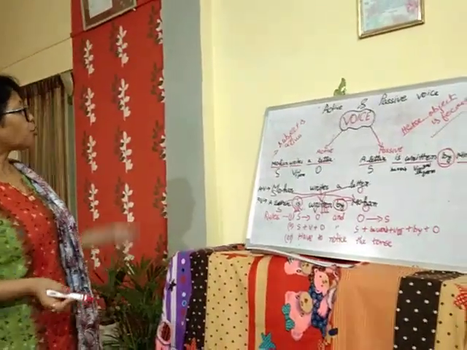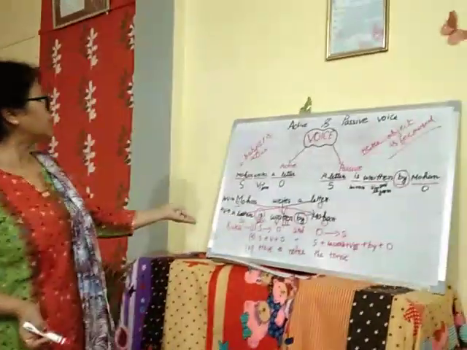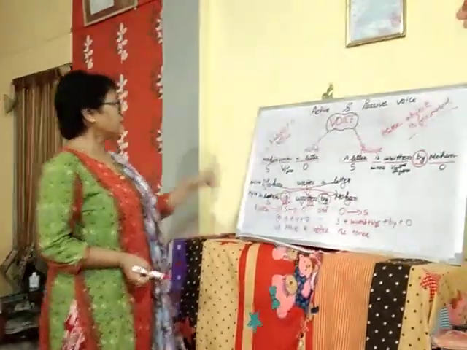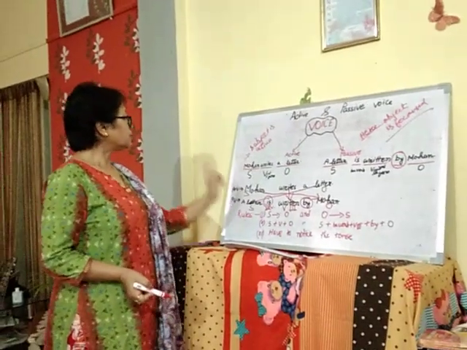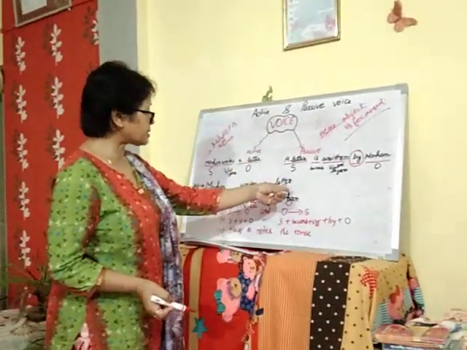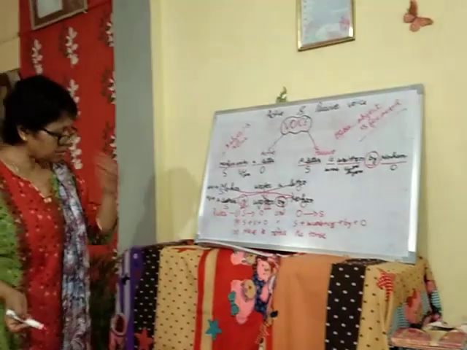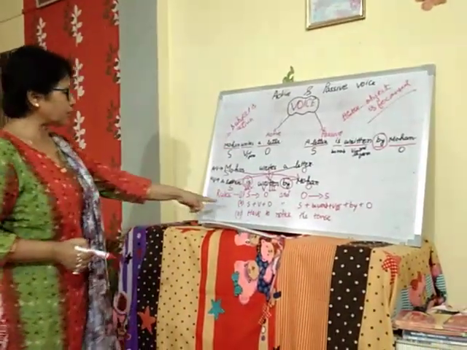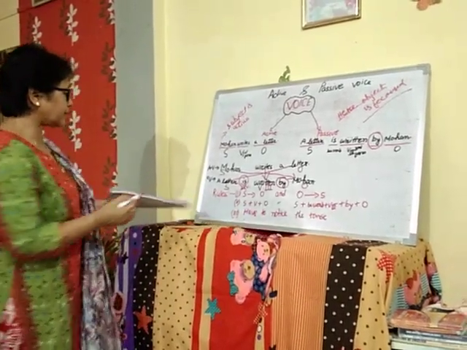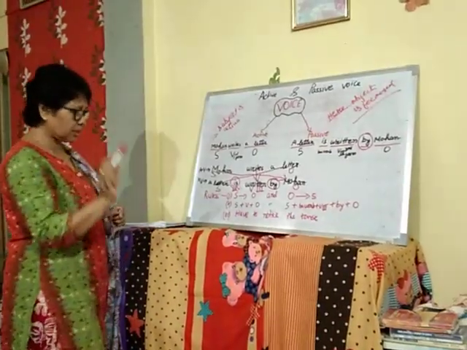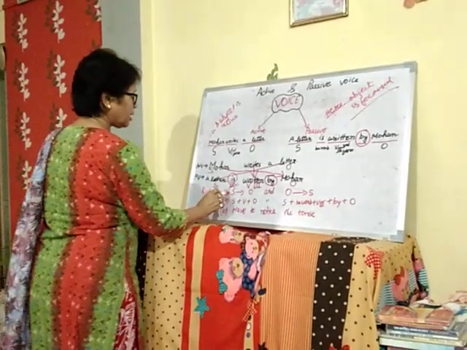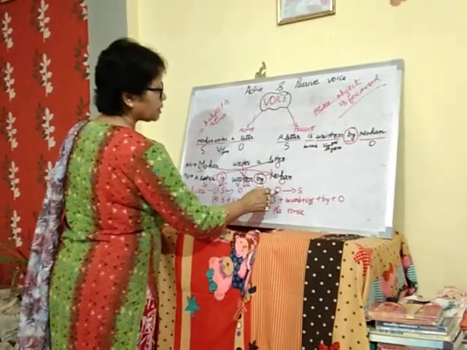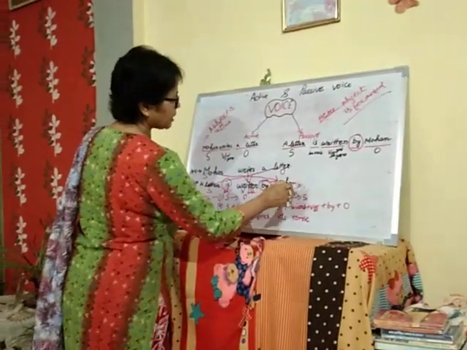Got it? So when we change an active sentence to passive, we have to keep in mind, first of all, which tense the sentence is in and how we are changing it. Always remember that there are a few rules. The rules are like this. Firstly, the subject goes to the object, and the object becomes the subject.